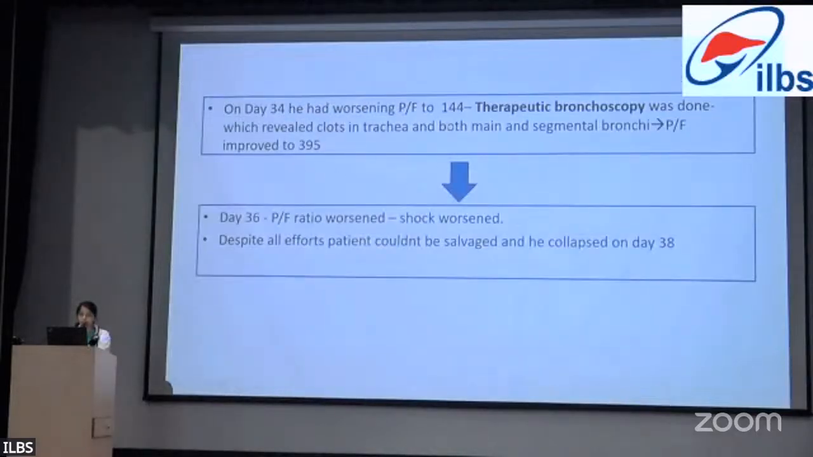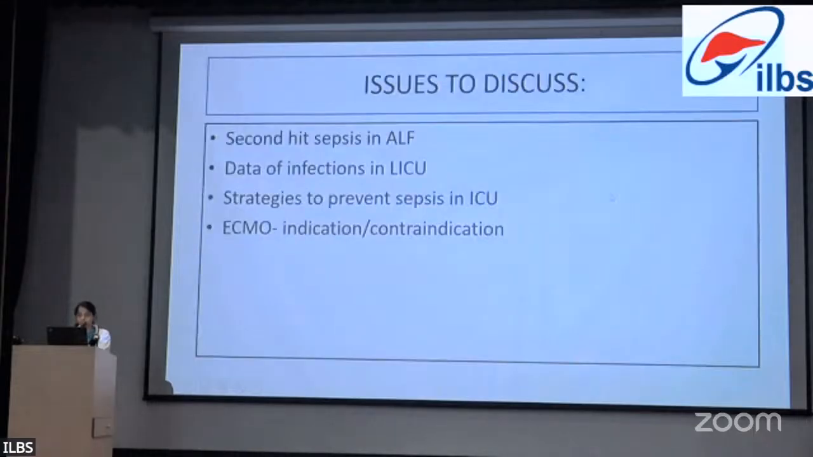And a salvage therapeutic bronch was done on day 34, following which the PF ratios improved, but his shock started to worsen on day 36, and he could not be salvaged. On day 38, he collapsed. So the issues to discuss.